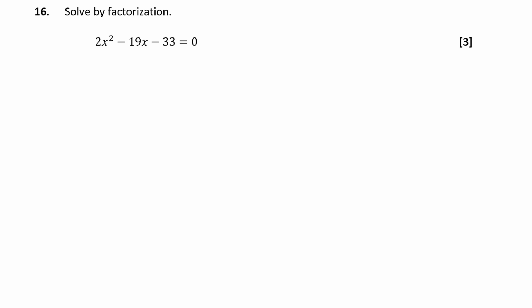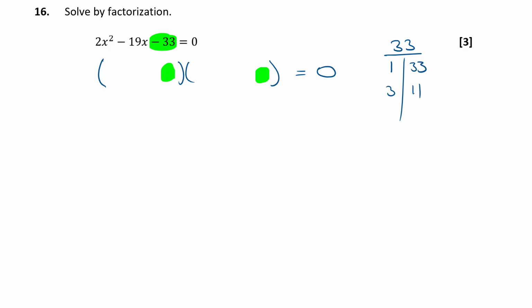Solve by factorization. 2x squared minus 19x minus 33 is equal to 0. Okay, so when you are factorizing a quadratic, if it factorizes, you nearly always get two brackets like this. Okay, and the number that goes here and here is two numbers that multiply together to give you that minus 33 there, doesn't it? Okay, now what are the factor pairs of 33? There's not that many, are there? There's 1 and 33, and 3 and 11. 3 times 11 is 33. That's it, isn't it? So you just have those possibilities, 1 and 33 and 3 and 11.